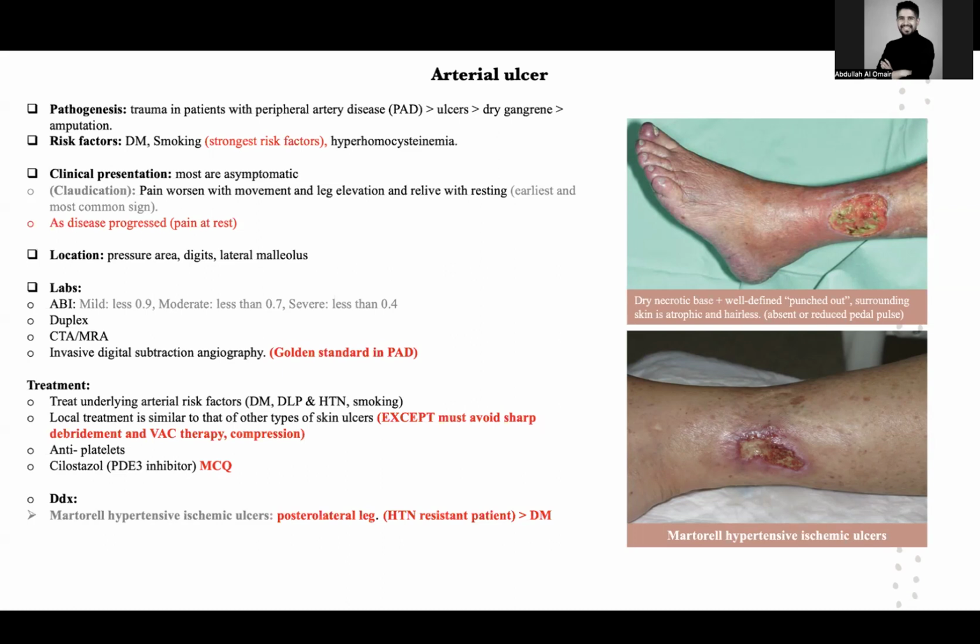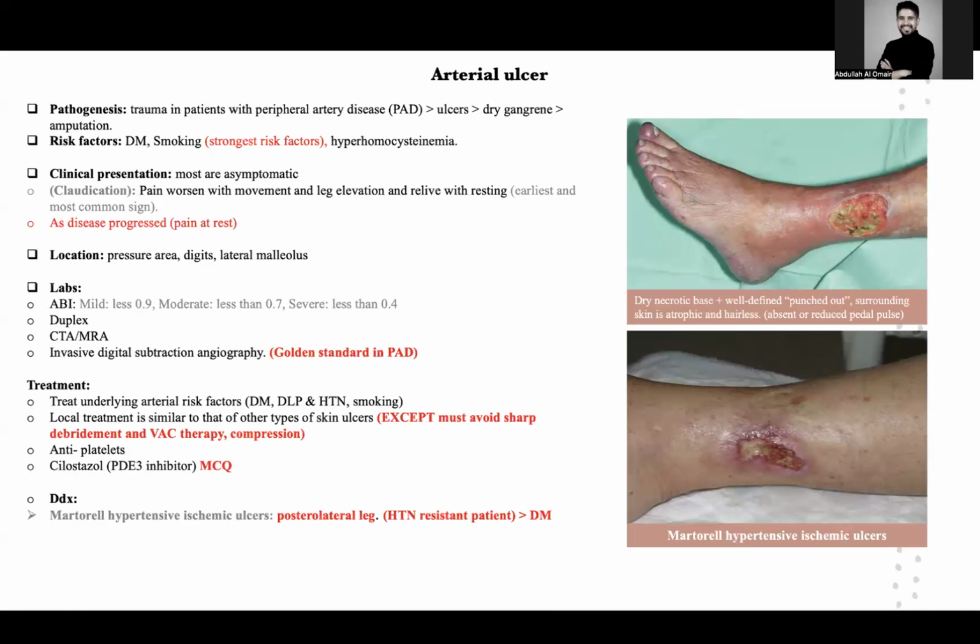How do we screen for it? The first step is always ABI. We can confirm by invasive digital subtraction angiography, however it's not usually needed in this case. The same treatment: avoid debridement, avoid compression therapy and bag therapy for lymphatic drainage for these patients because they may complicate the arterial ulcer. And treat underlying arterial complications with antiplatelets. Sometimes we can give a prostaglandin inhibitor for these patients.